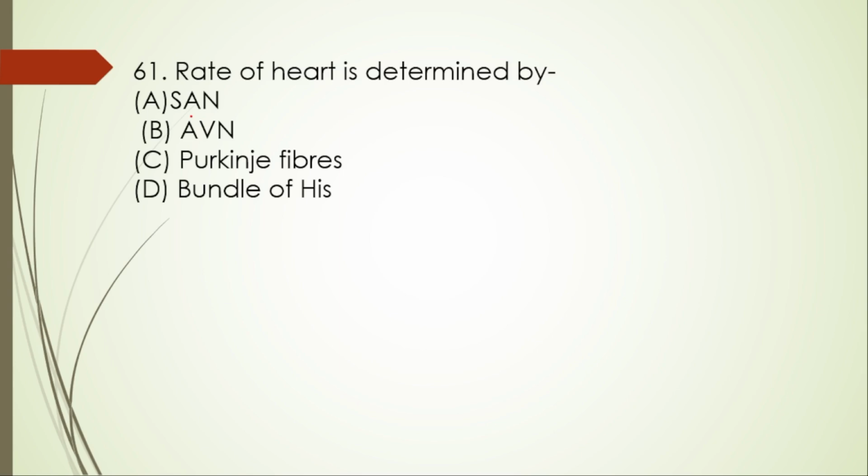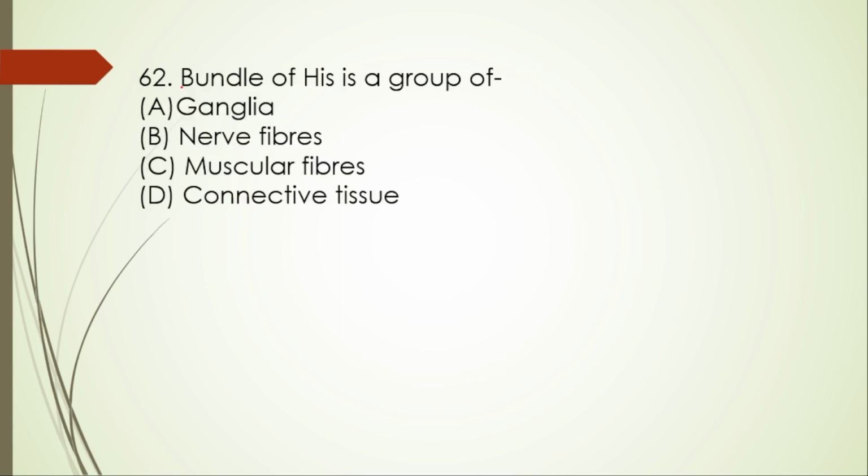61. Rate of heart is determined by SAN, AVN, Purkinje fibers, bundle of His. So here the right option is option A.